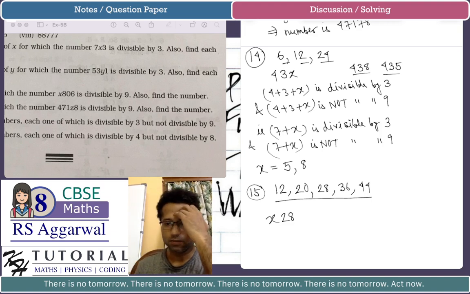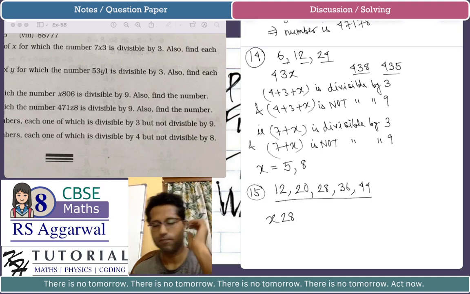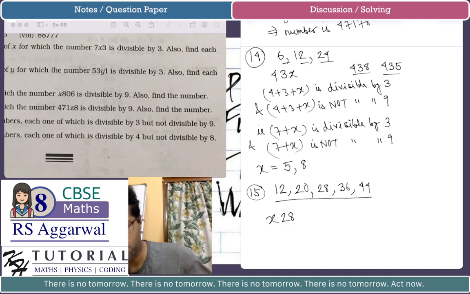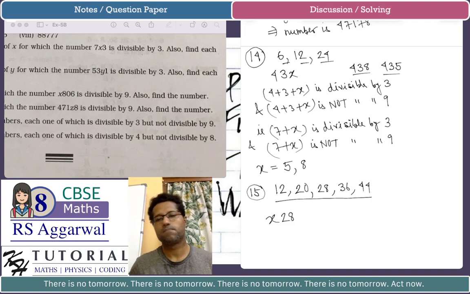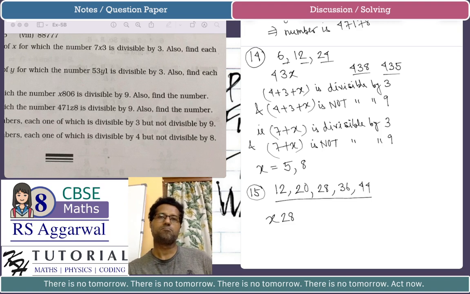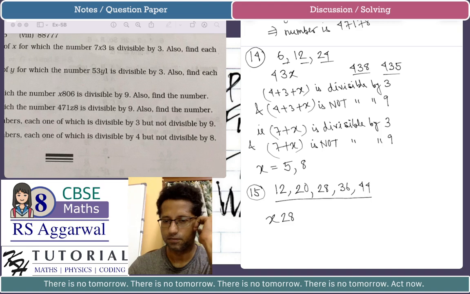We have to figure out one three-digit number. If we can figure out one three-digit number which is divisible by 4 and not divisible by 8, then we can keep on adding 8 to that number, and we will get numbers which are divisible by 4 but not by 8.